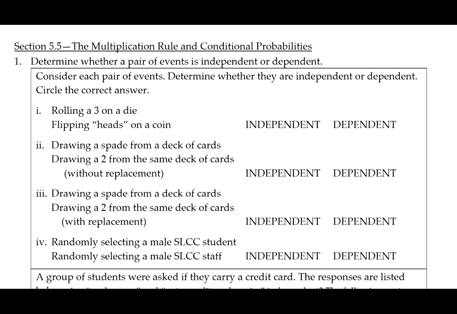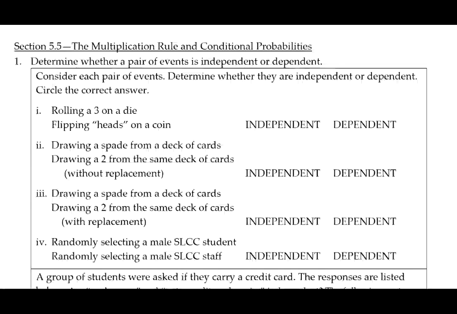In section 5.5, we talked about the multiplication rule and conditional probabilities. The first learning objective is determine whether a pair of events is independent or dependent. This is an important concept because the multiplication rule changes a little bit depending on whether events are independent or dependent. Independent events mean that knowing one event happened does not change the probability that the other event happened. Dependent events mean that if you know that one thing happened, that changes the likelihood that the other thing happened.